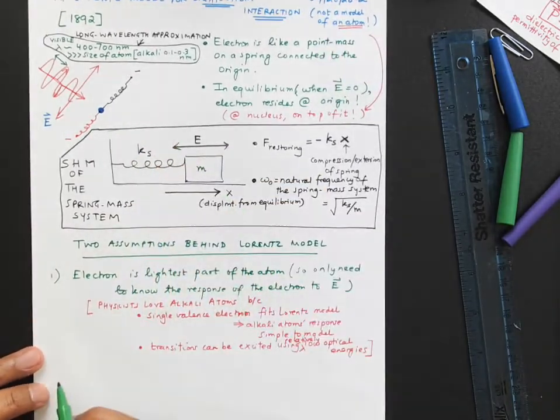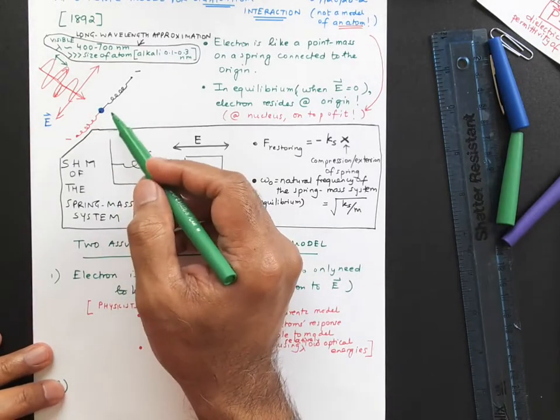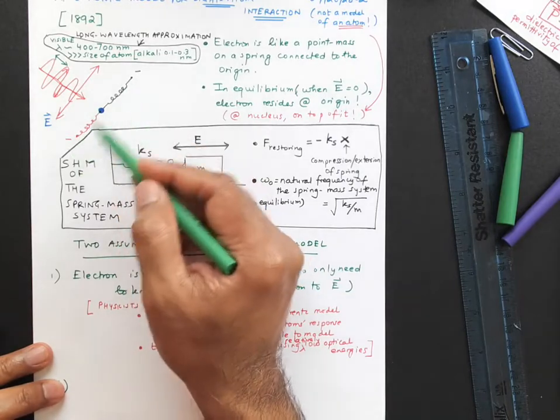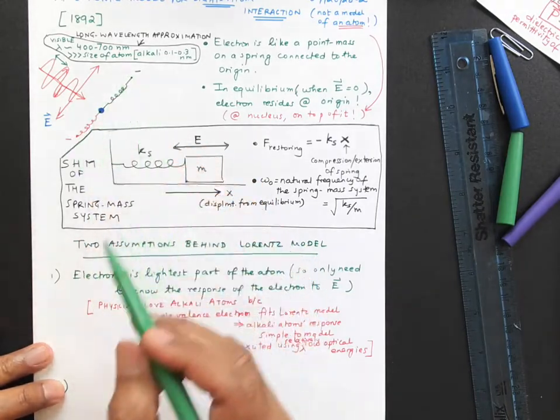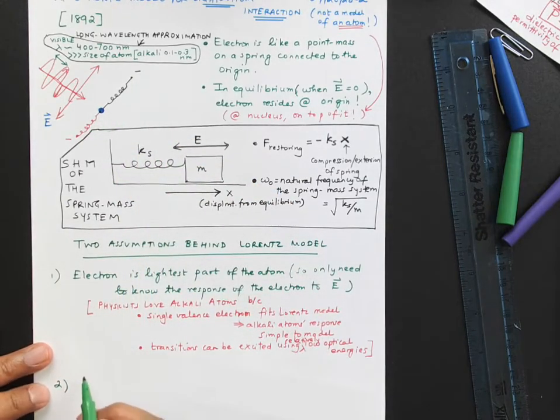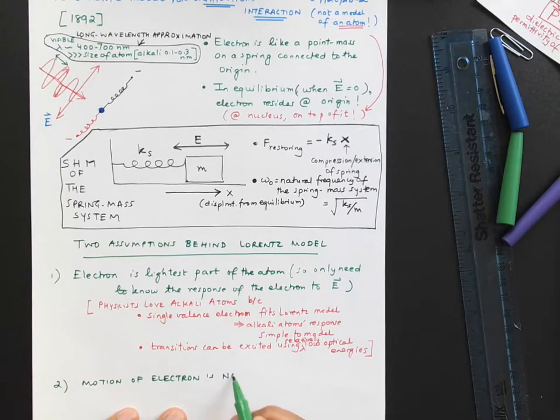And the other assumption is something you know already, that the motion of the electron, as it goes back and forth, or as it goes around the nucleus, this is a 1D model, but whatever, the motion of the electron is non-relativistic. That's something we've already seen.